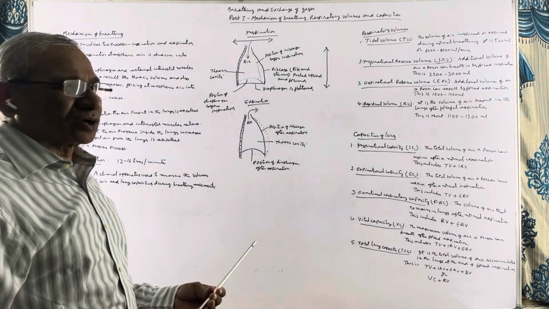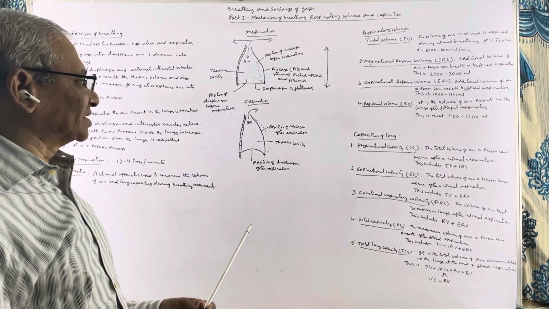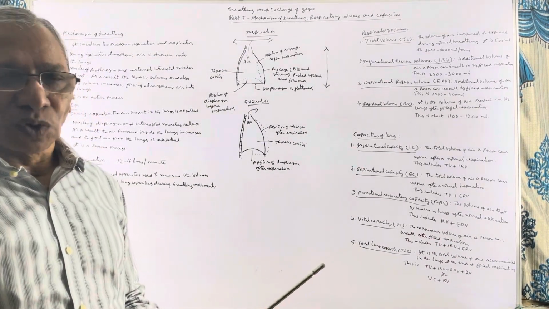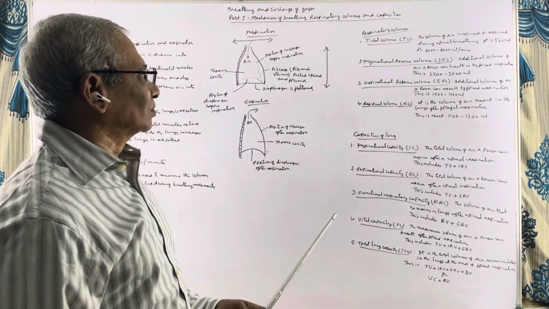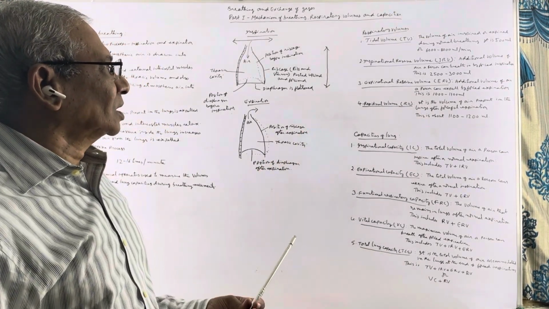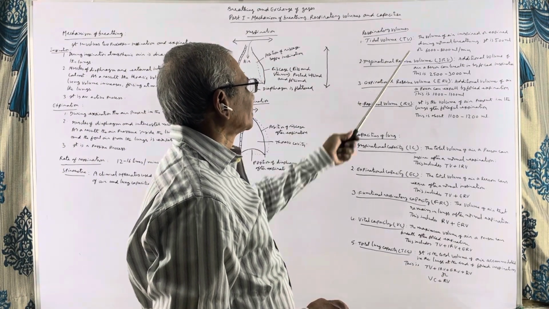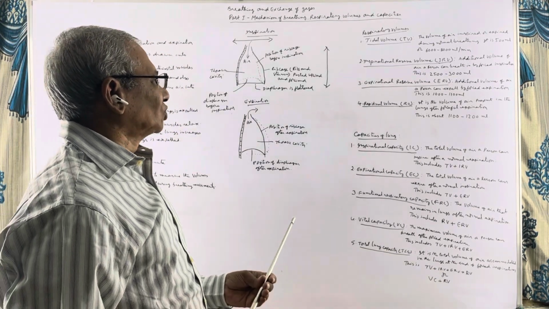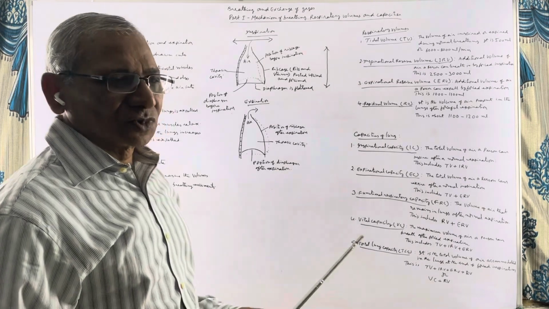Now, we have to learn about respiratory volumes and the capacities of the lung. First, we have to study the respiratory volumes. The first one is tidal volume, also known as TV. The volume of air inspired or expired during normal breathing is known as the tidal volume.